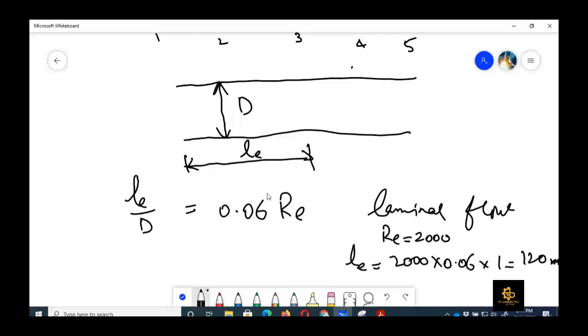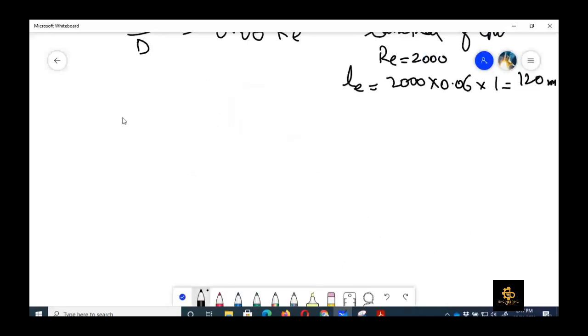For the laminar flow. For the turbulent flow, the dependence of entrance length is a little bit different. LE upon D in that case, the empirical correlation, is 4.4 times the Reynolds number raised to the power 1 by 6. Now the entrance length doesn't depend linearly, but on Reynolds number raised to power 1 by 6, so it is not a very strong function of Reynolds number.